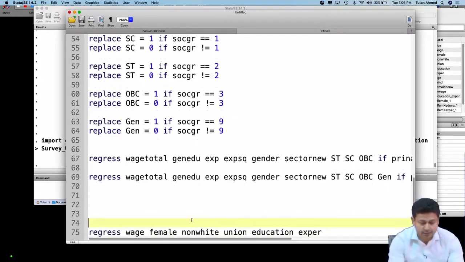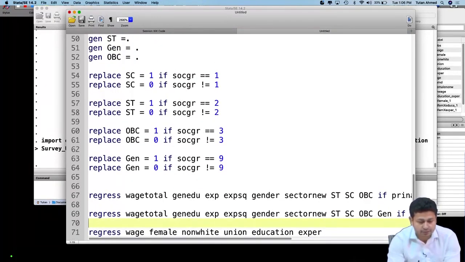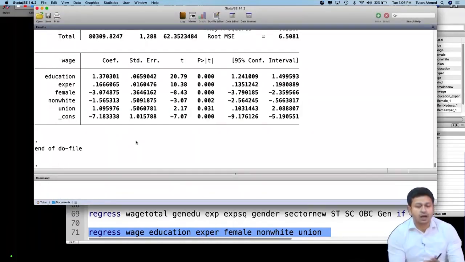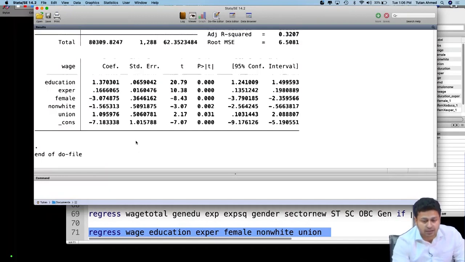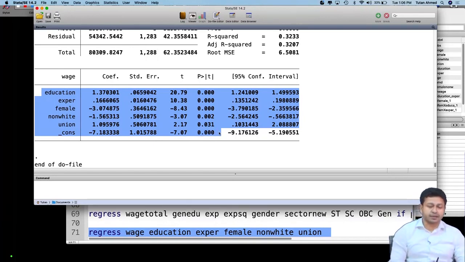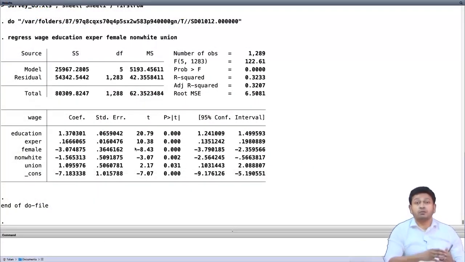Here is the regression equation. I have to regress wage, and our independent variables are female, non-white, union, education and experience. I have already imported the data, so I can run the regression, and I get this regression table with all these different variables. Now, how do I really interpret this? How do I unbox multiple equations from this one reduced form equation?